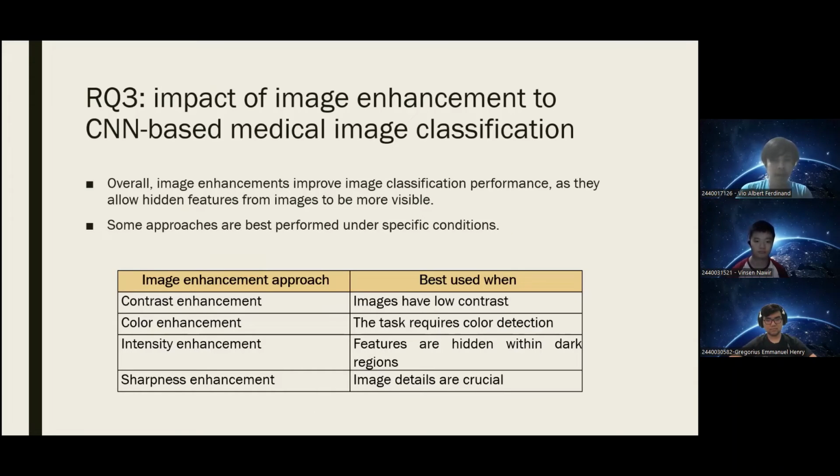Finally, we compared the results when classifying using original images and enhanced images. Overall, we found that most of them improved the performance and succeeded in making hidden features more visible. Some approaches are performed best under certain conditions. Contrast enhancement tends to do well in low contrast images, while color enhancement excels if the task requires color detection. Intensity enhancement is used when features are located in dark regions, and sharpness enhancement is needed when image details are crucial.